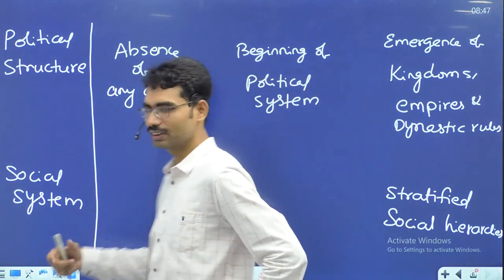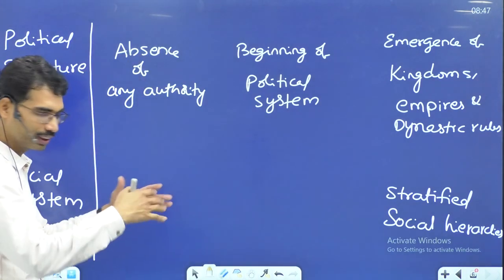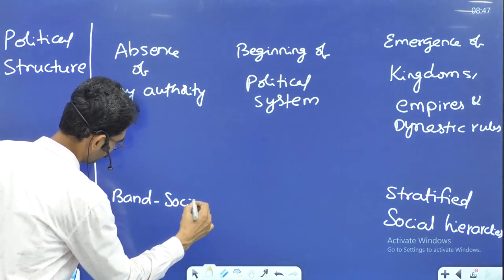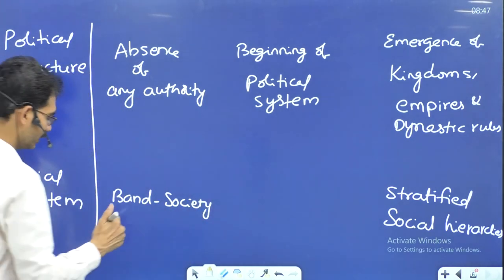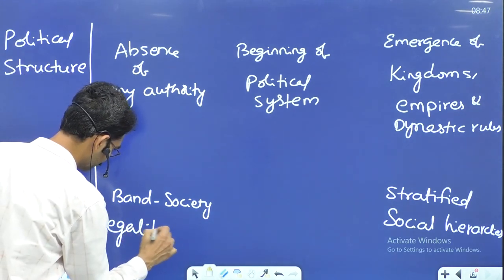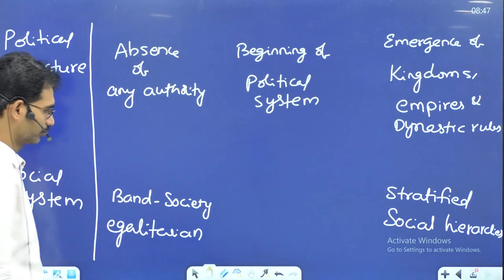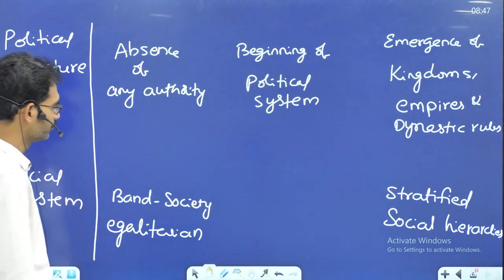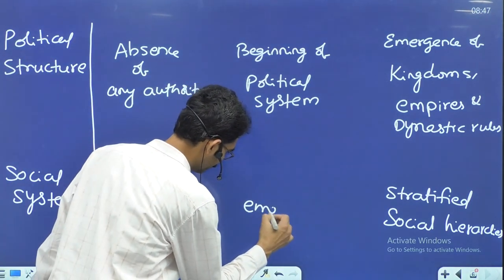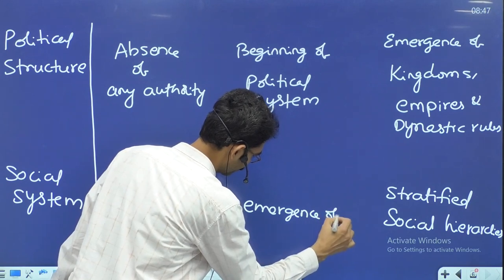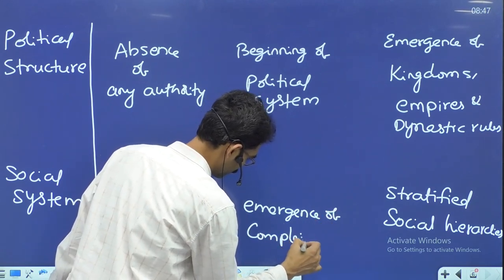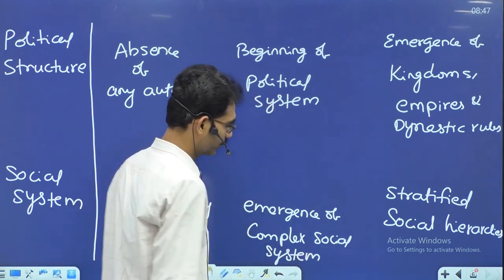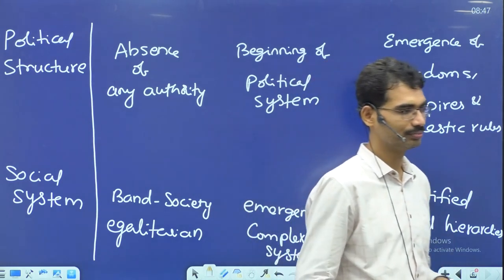And this one is completely egalitarian. People are living in small band societies. Band societies are egalitarian. Emergence of a complex social system. Just a beginning. That is going to be fully evolved in the historic period.